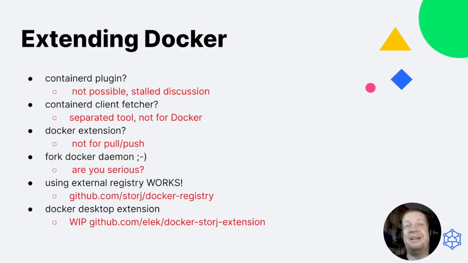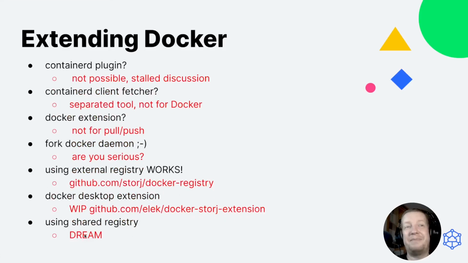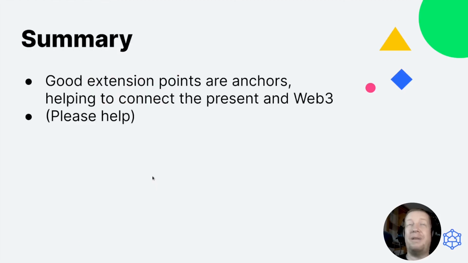So that can work, but still it's just a dream. This is the plan. What did work is the registry part. But what I would really like to have is a native integration. I think the good extension points are the secret to how existing applications can be connected with decentralized or Web3 applications. And I think we are responsible for helping to create this extension point. So if you are interested, you can follow that pull request or the containerd pull request, or if you have better ideas where Docker can be extended, it would also be good to continue the discussion.